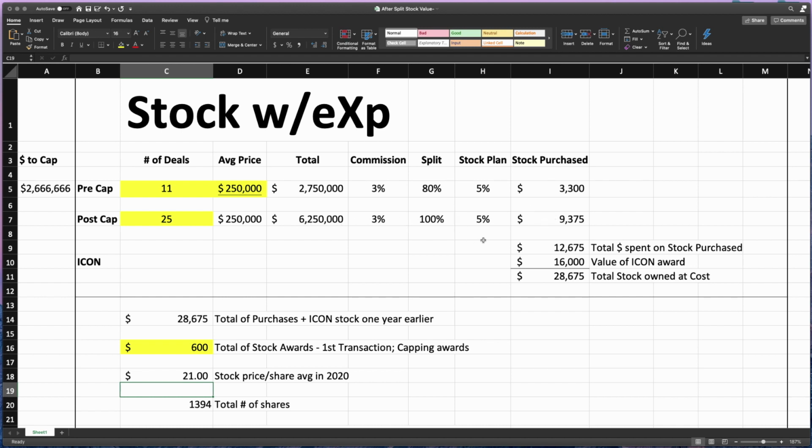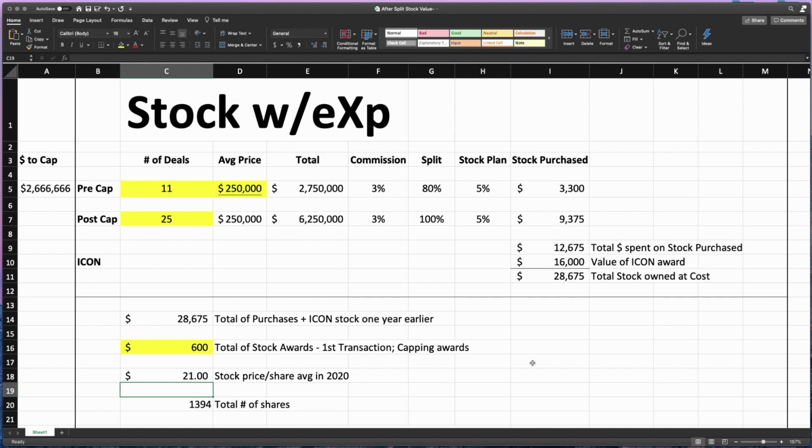Now the calculator is taking 5% of their commission and giving them a 10% discount. So at the end of the year, they would have invested an additional $12,675 on stock that they purchased directly. Now, this is obviously an example for icon agents, so they would hit an additional $16,000 worth of value of stock. So at the end of the year, they would have a combined value of $28,675, which is pretty significant.